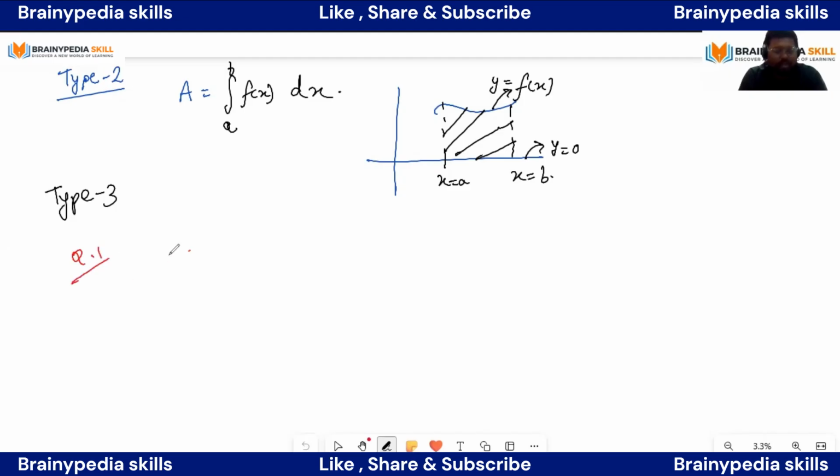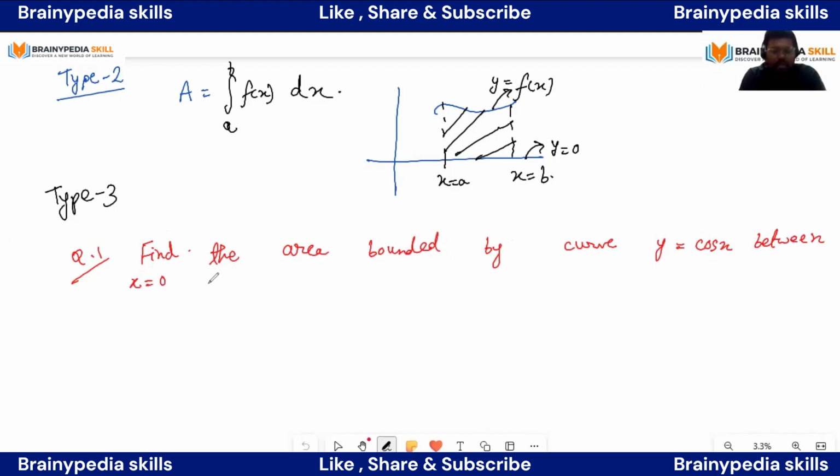Question 1. Find the area bounded by the curve y equals to cos x between x equals to 0 and x equals to 2 pi.